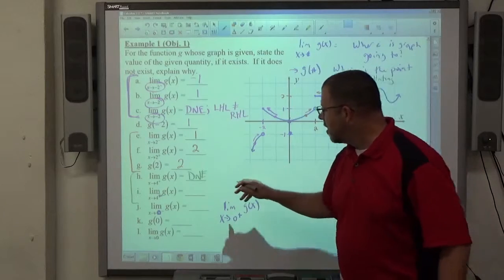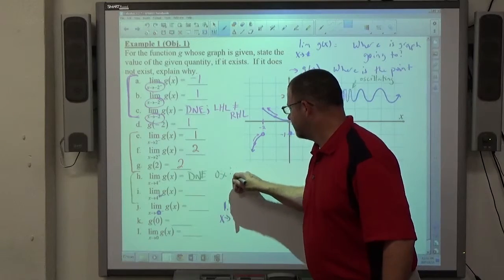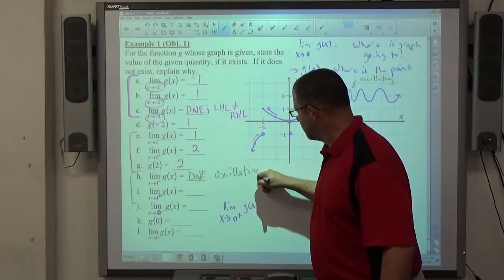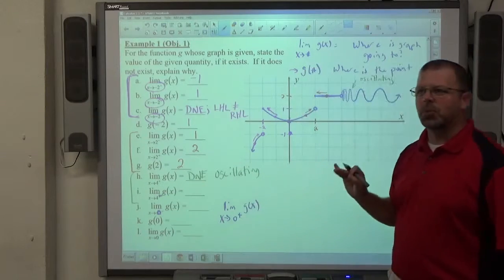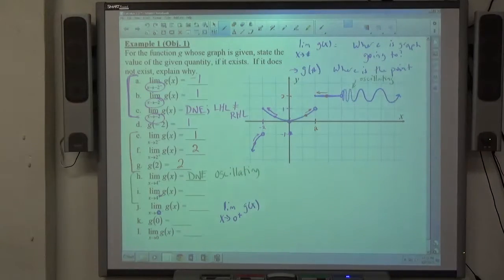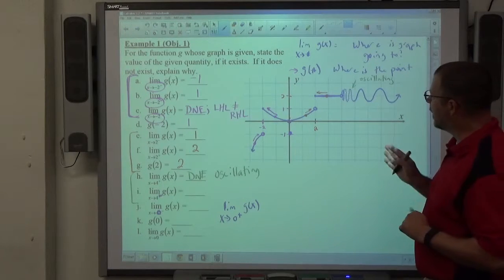Does not exist because it's oscillating. That's the only place where a left or right hand limit might not exist, is in an oscillating function. For the most part, they usually exist. But that's how a left or right hand limit might not.